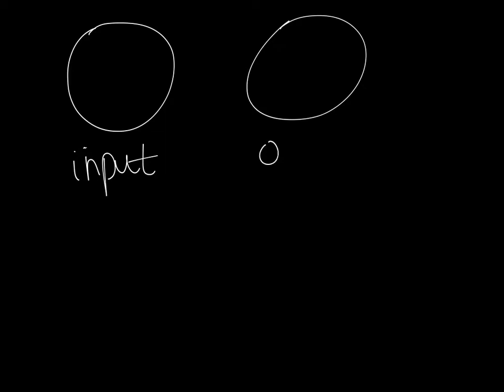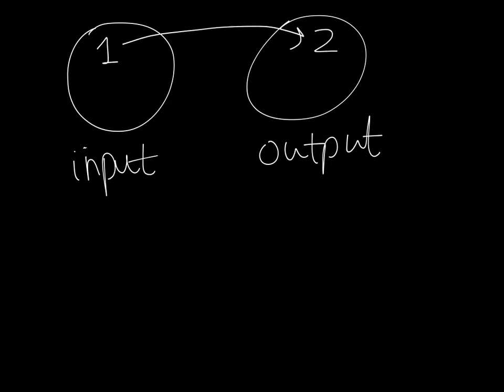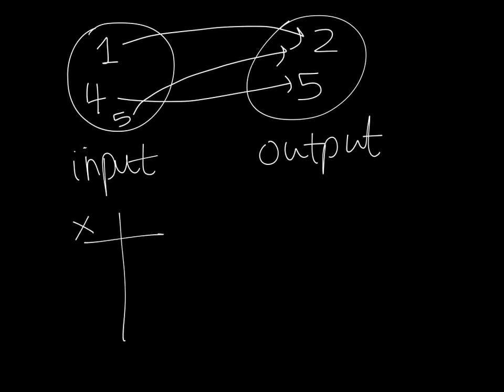So a relationship in math, I could think of it as an input related or associated with an output. Okay, so for example, my 1 is associated with the number 2. My 4 is associated with the number 5. And say I have a number 5 who's associated with 2 as well. And I could put this in a table, right? So my input is x, my output is y. 1 is associated with 2. 4 is associated with 5, and 5 is associated with 2.